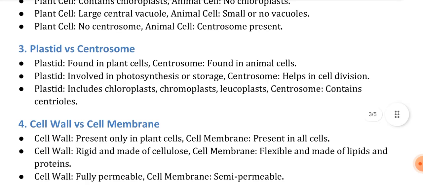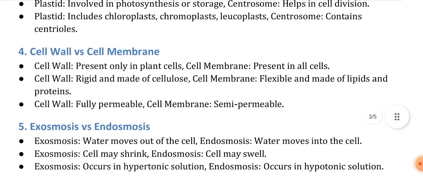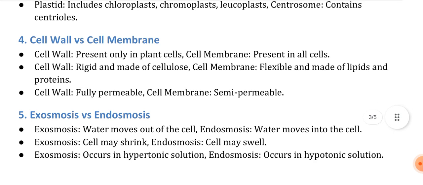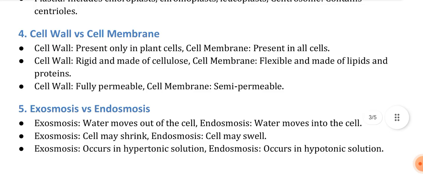Okay. Cell wall versus cell membrane. Cell wall is present only in plant cells; cell membrane is present in all cells. The cell wall is rigid, made of cellulose, and fully permeable. The cell membrane is flexible, made of lipid and protein, and it is semi-permeable, or you can say selectively permeable. Now do not make the mistake of writing that the cell membrane is present only in animals. It is present in the case of plant cells too.